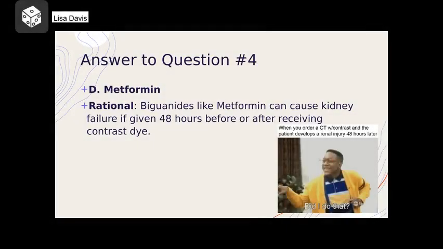Our answer is D. Metformin. Remember, I told you to put a star by that? So our biguanides, like metformin, can cause kidney failure if we're giving them 48 hours before or after anything that causes contrast dye. How about this meme I found, right? Classic.